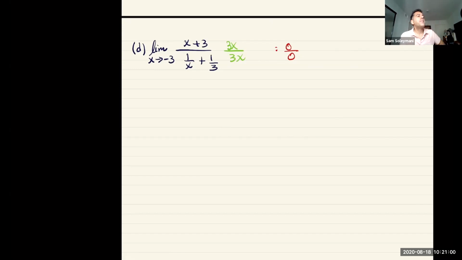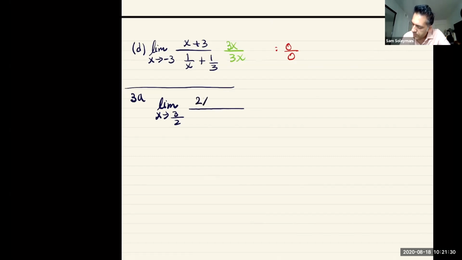Number 3, I'll give you guys a hint. Number 3a, you all should be able to do. Okay, so 3a, we have the limit as x goes to actually 3/2. They say 1.5. I'm gonna change it to 3/2 of 2x squared minus 3x over absolute value of 2x minus 3.